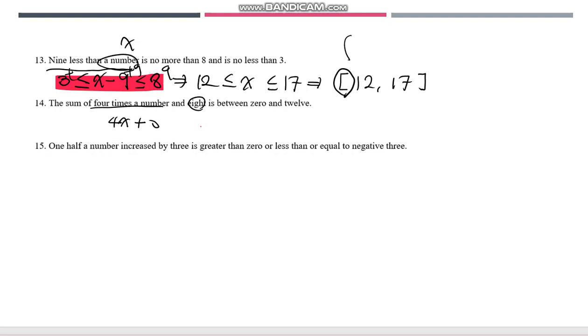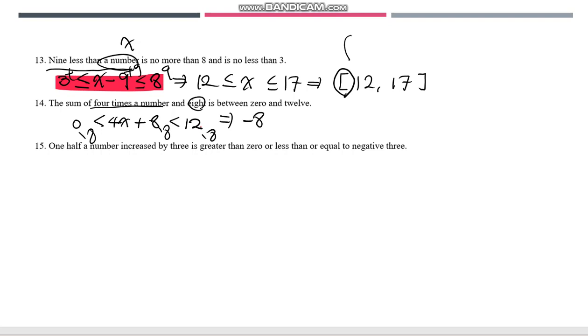The sum of a and b is between 0 and 12. When it says between, it doesn't include 0 and 12, okay? Usually. All right? Then now you subtract 8 from both sides. I mean, from everywhere. Negative 8, negative 8, negative 8, minus 8, minus 8, minus 8.